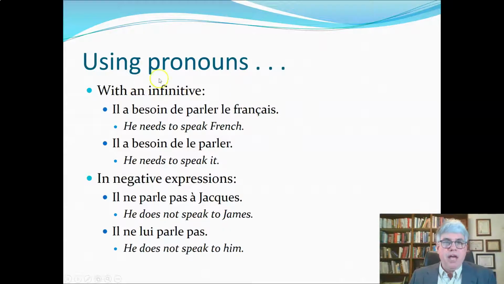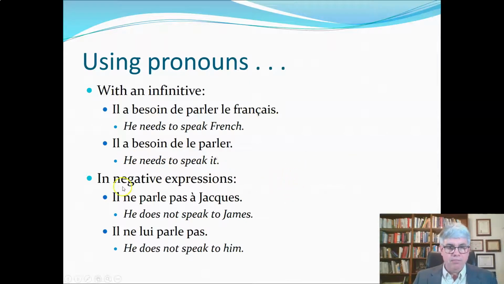Now, how do we use pronouns with an infinitive? Let's look at the sentence. Il a besoin de parler le français. So, il a besoin de means he needs to. That's avoir besoin, to need. So, he needs to speak French. And we can replace le français with a direct object pronoun. Il a besoin de le parler. So we're going to put the pronoun directly in front of the infinitive, but after the preposition. He needs to speak it.